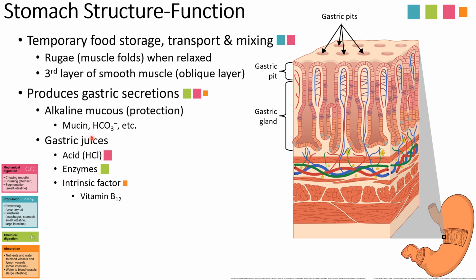These gastric juices are composed of acid, HCl, and obviously water, and they also contain enzymes and intrinsic factor. Note that I've color-coded these by function. The acid serves a role in mechanical breakdown, specifically denaturing proteins. The enzymes act to chemically digest compounds in the stomach, and intrinsic factor is important for absorbing vitamin B12, although it's not directly absorbed in the stomach.